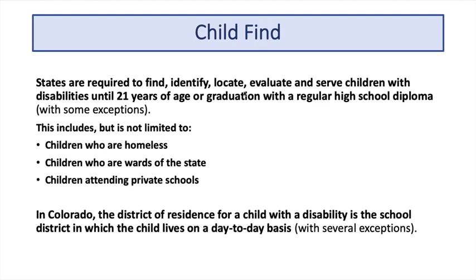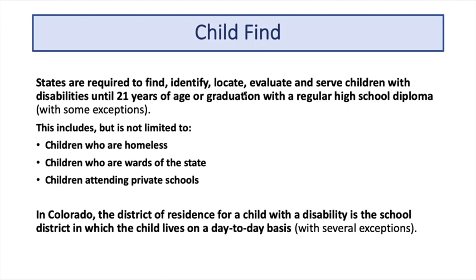So under child find, a school district would be required to find, identify, locate, evaluate, and serve children with disabilities under 21 years of age or graduation with a regular high school diploma. And this includes, but is not limited to, children who are homeless, who are wards of the state, who are attending private schools. I think a major factor about this is what is the district of residence. For a child with disability in Colorado, it's the school district in which the child lives on a day-to-day basis, but there are many, many exceptions. So it's important to look at those exceptions if there's a concern about which district is responsible, but typically it's the district serving the child who lives in that district on a day-to-day basis.